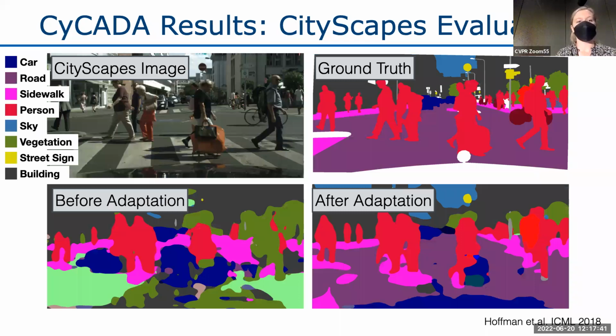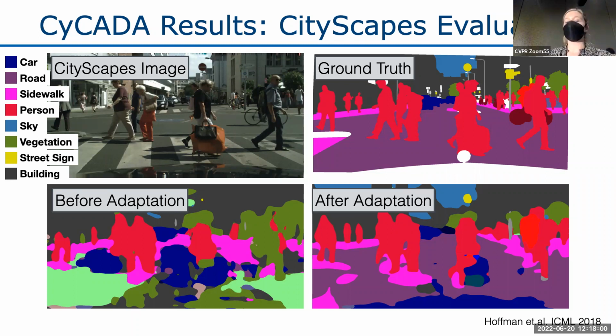So this is an example where you have a Cityscapes image in the upper left-hand corner with the ground truth in the upper right-hand corner. Before adaptation, meaning just looking at your model out of the box trained in simulation, it doesn't work very well. After using this type of domain adversarial alignment, you're able to start to see improvements.